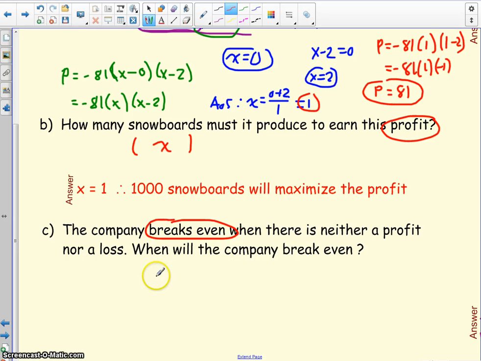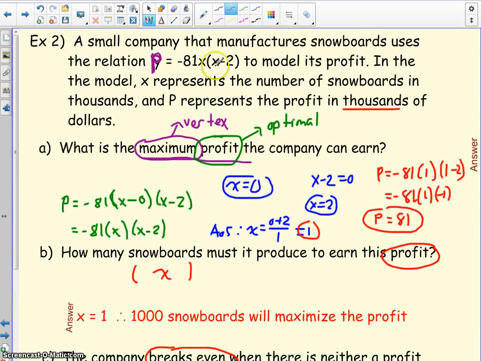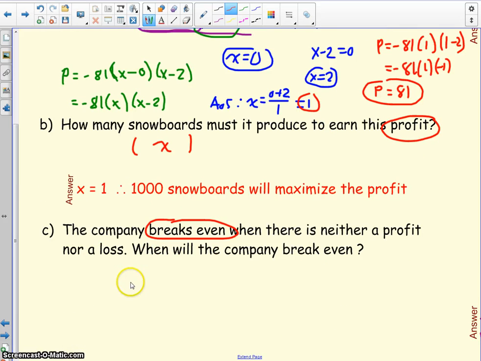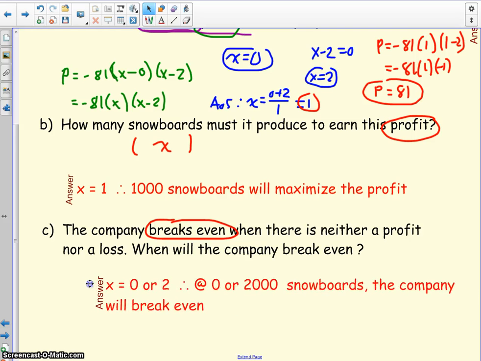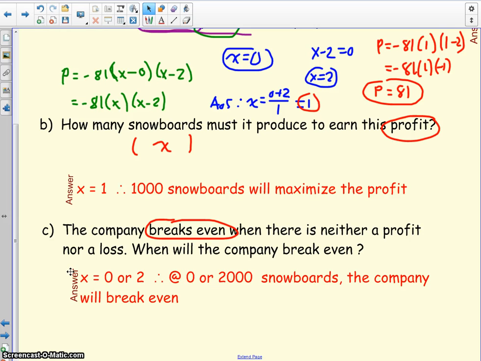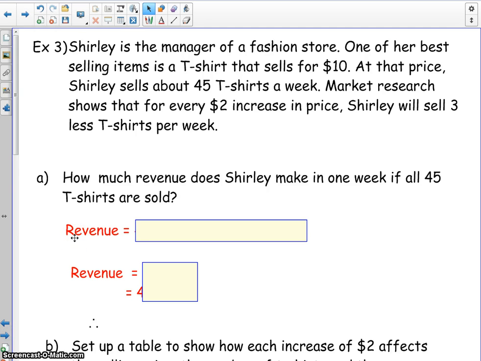Again, these are things we've already found. Okay, we're in factored form. We get our zeros. Our zeros are going to be at 0 and 2. So that gives the answer to this one. So the company will break even if they sell no snowboards or if they sell 2,000 snowboards. All right. One final example.